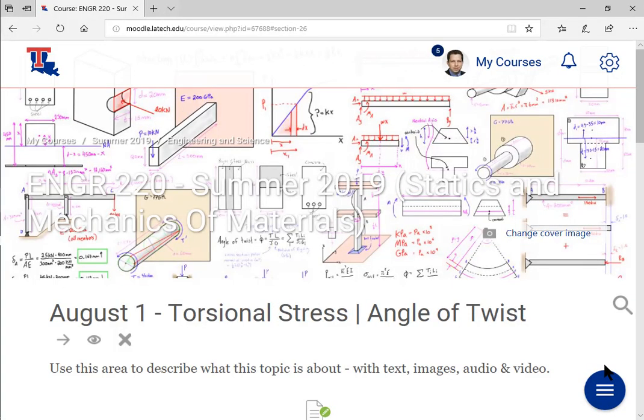All right. Today we've got angle of twist. And we'll go back over torsional stress because we haven't done all of torsional stress. But these two topics are the main parts of torsion. There is one more thing that we'll talk about with power transmission, but I don't know if we'll do that today or not. We might. But mainly torsional stress, angle of twist.